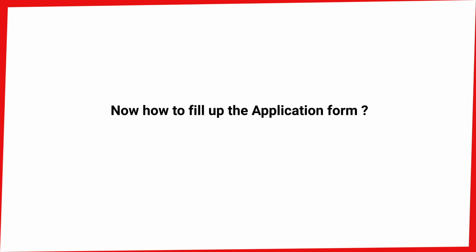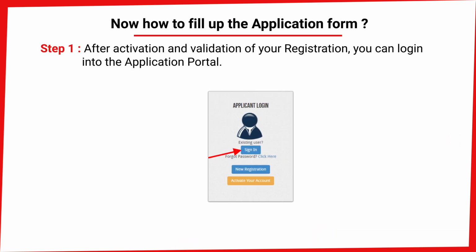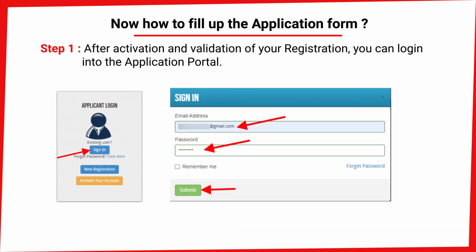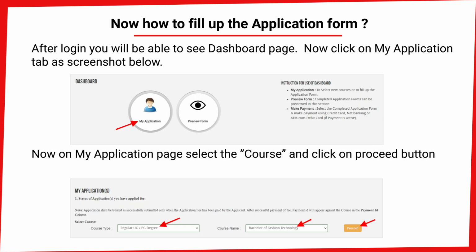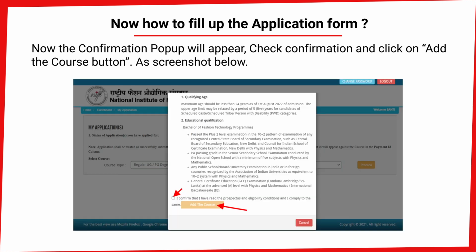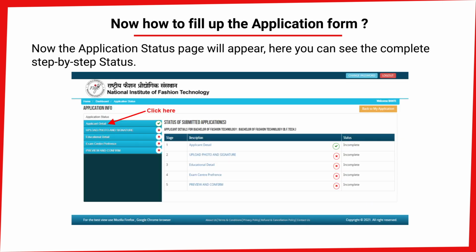Now, how to fill up the application form. Step 1. After activation and validation of your registration, you can log in to the application portal. After login you will be able to see the dashboard page. Now click on the My Application tab as in the screenshot below. Now on the My Application page, select the course and click on the Proceed button. Now the confirmation pop-up will appear. Check the confirmation and click on the Add the course button as in the screenshot below. Now the application status page will appear. Here you can see the complete step-by-step status.